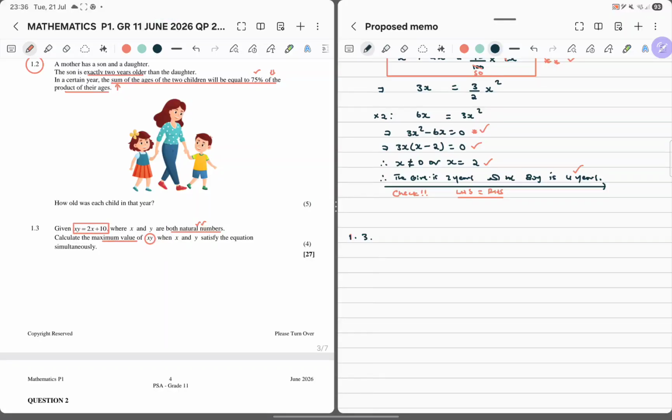So we need to be quite strategic here. So we know that xy is equal to 2x plus 10. Now, what I often see immediately is that there's x and x, so we can bring these ones together because they are relatives. So this implies that xy minus 2x is equal to 10. Right, we can factorize this. So this is going to be x into y minus 2 is equal to 10.